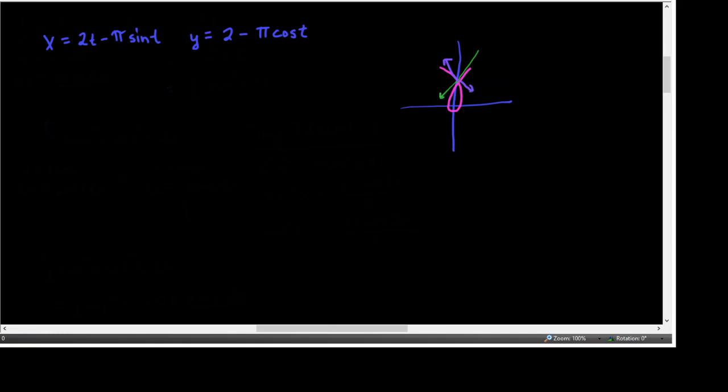All right, so the first thing we're going to have to figure out is where that crossing of itself occurs. They tell us that it crosses itself, they say, at 0, 2. So what we need to find out is, when does that happen? What is the t value then? So to find that out, we're going to set x equal to 0 and set y equal to 2.